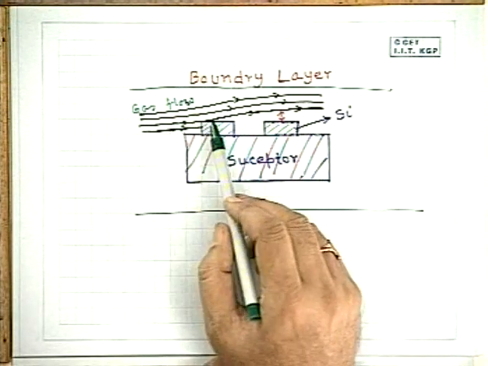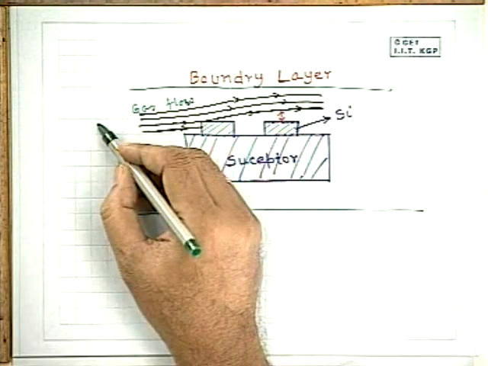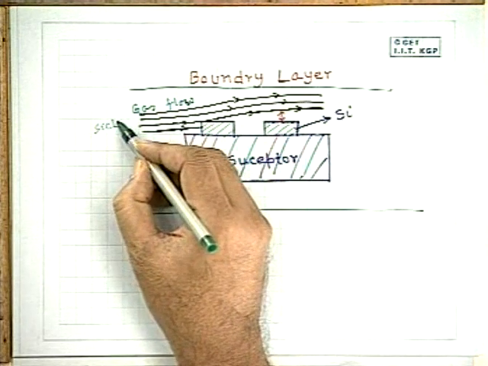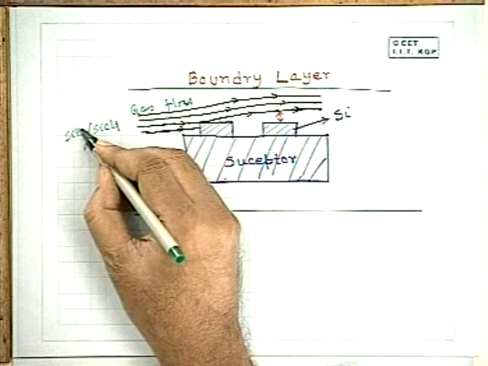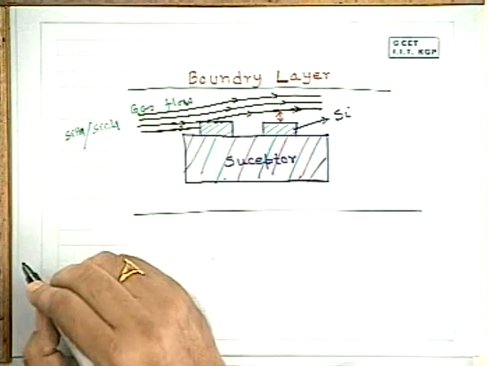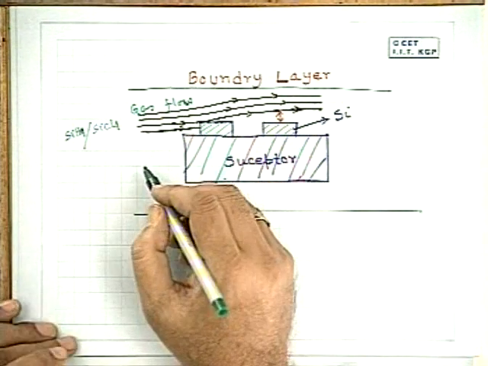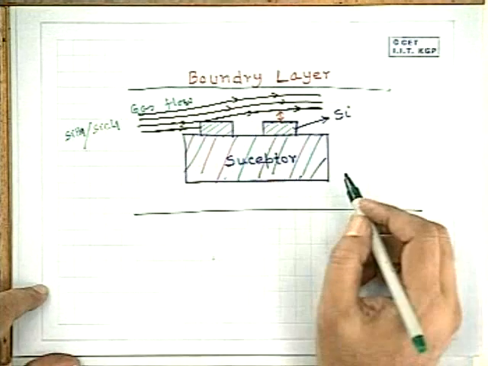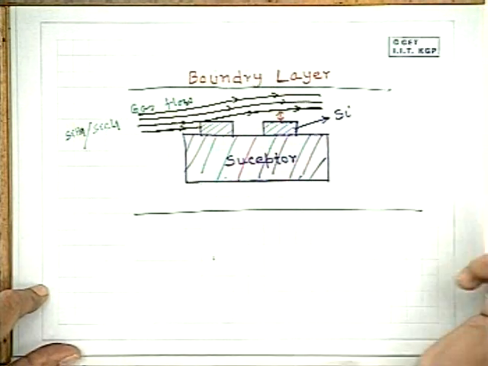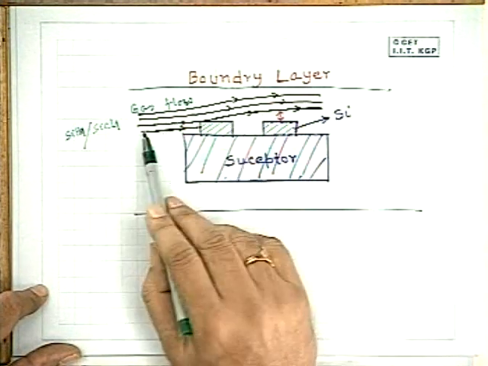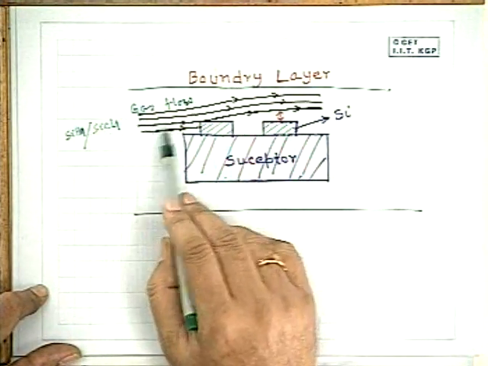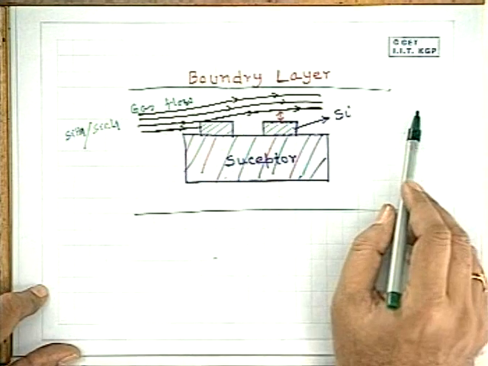Now here SiCl4 or SiH4 silane gas is the source gas, and along with that, what is there? The dopant gas, that is either phosphine or arsine or diborane. So now those gases, along with the source gas, will flow into the reactor chamber.